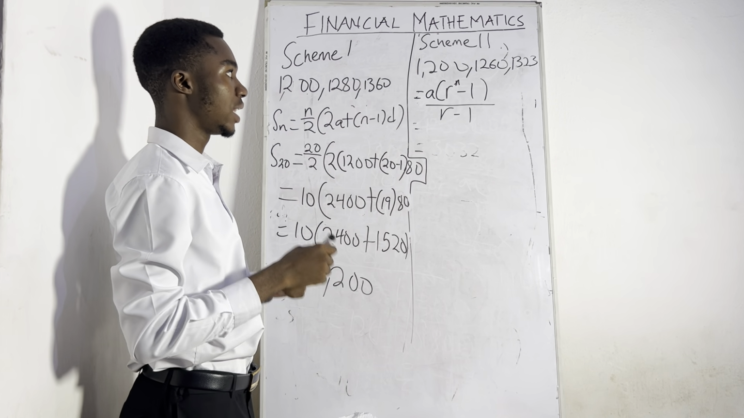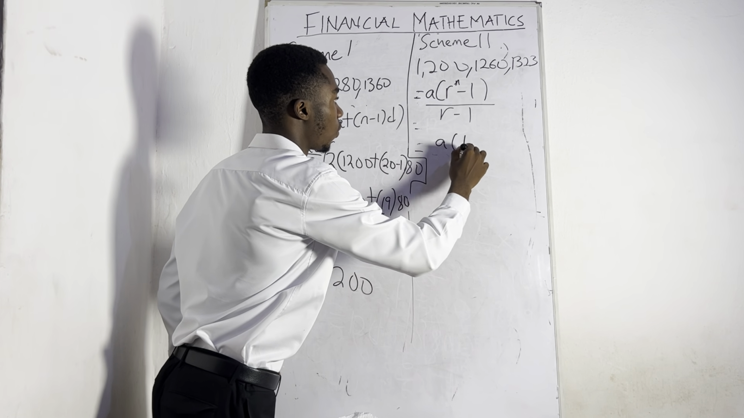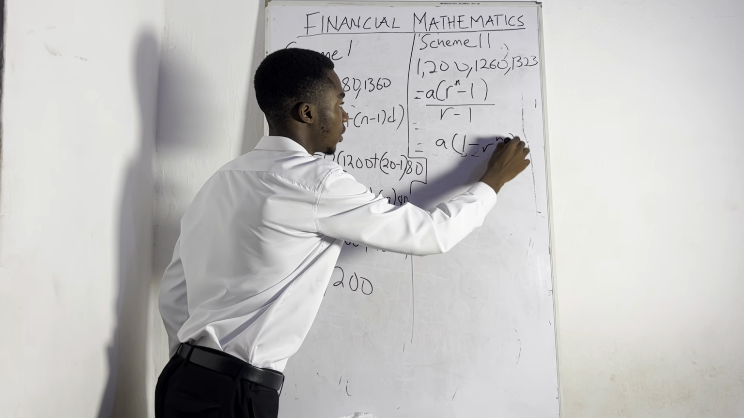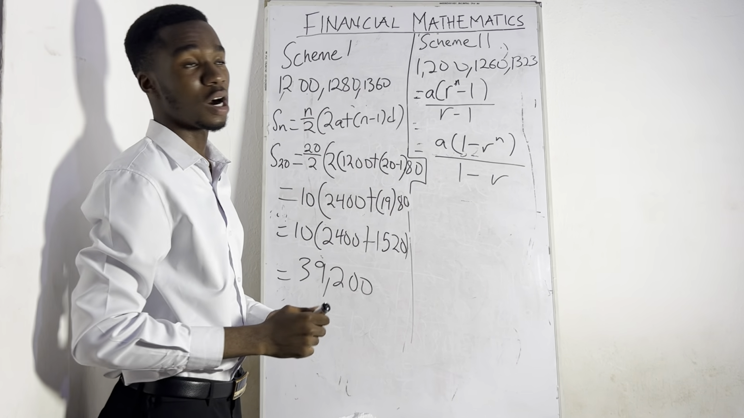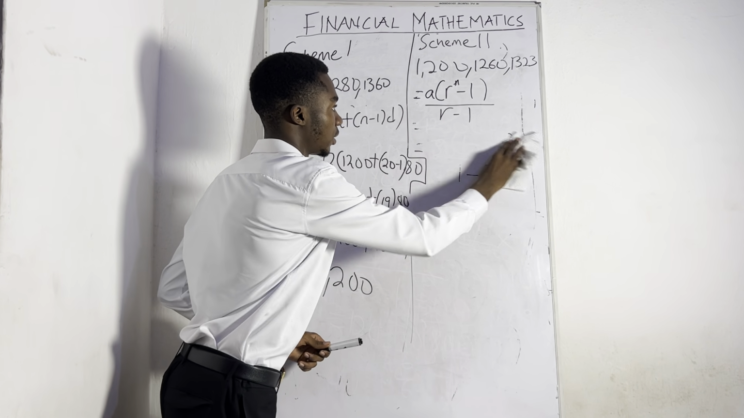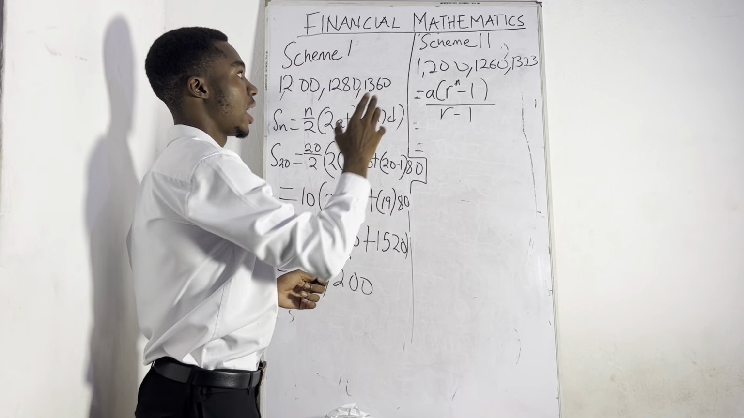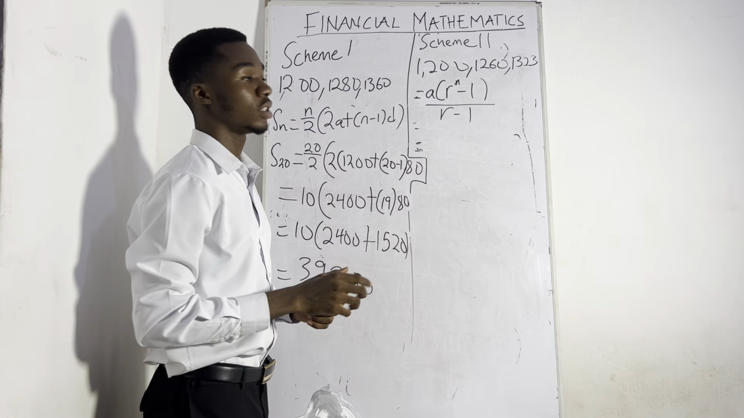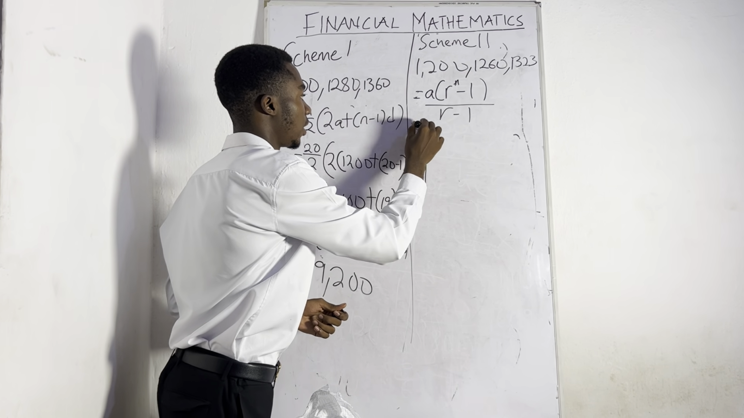If the ratio was less than 1, it would have been A into brackets 1 minus r exponent n over 1 minus r. But because our common ratio is greater than 1, that's why I'm using this formula. So let me clean it. So now we want to find the total output over the first 20 weeks under scheme 2. So this is the formula we use. So now that we've got the formula, let's just substitute it. So we have A into bracket.